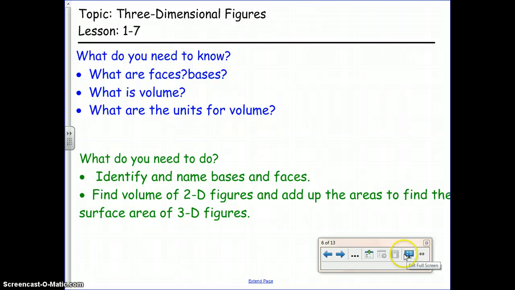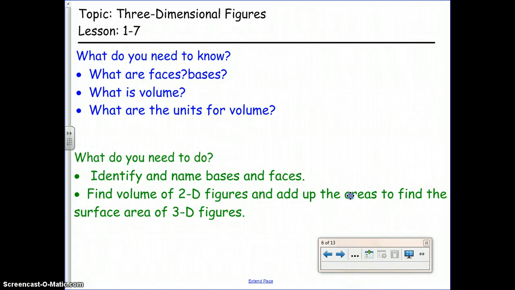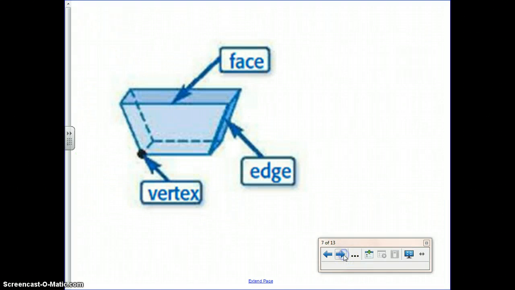You should know what our face is, what our base is. You should also know what is volume, and you should be able to answer the question, what are the units for volume? What do you need to be able to do? Well, today you need to be able to identify and name bases and faces, and you should be able to find the area of 2D figures and add them up to find the surface area of 3D figures. So that's where we're headed.